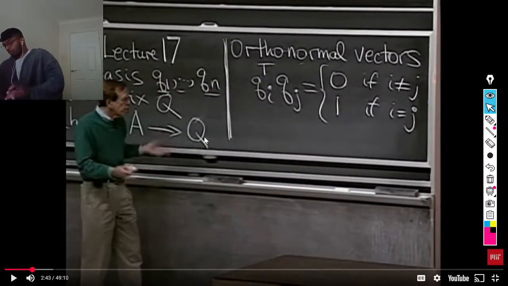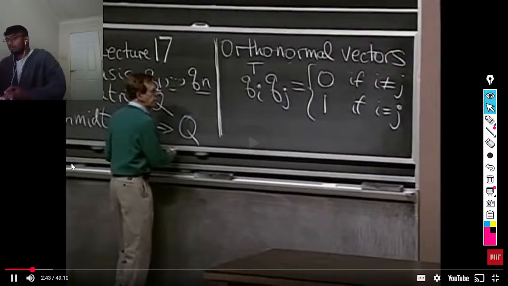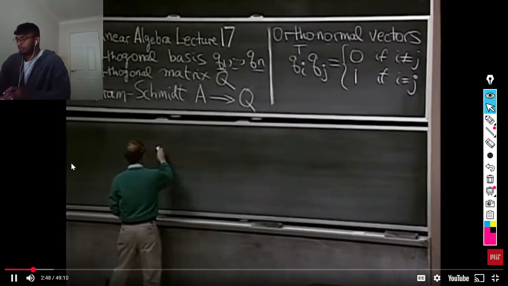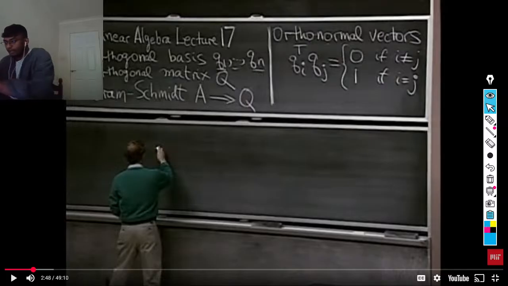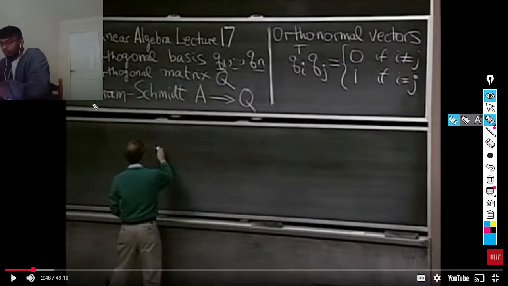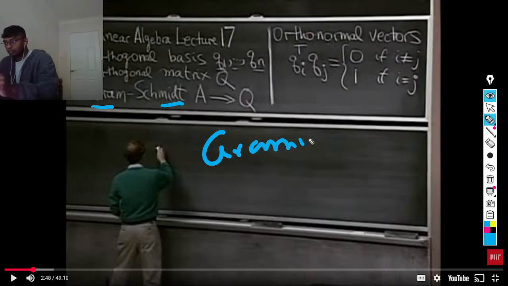Bro, I hate these names, Gram and Schmidt. You know what I mean? Make it combine that and make it something unique. Let's put those into the columns of a matrix. So make it like, I don't know, take GRA and combine with this. So it'd be like Grammet. You know what I mean?